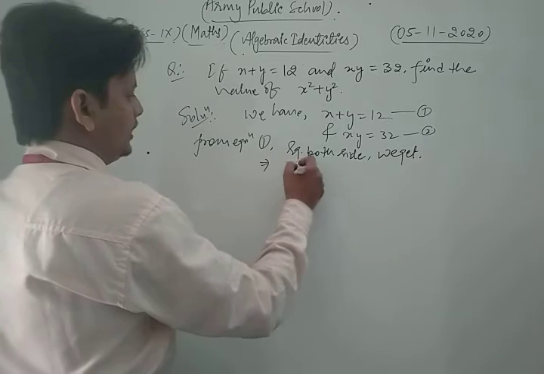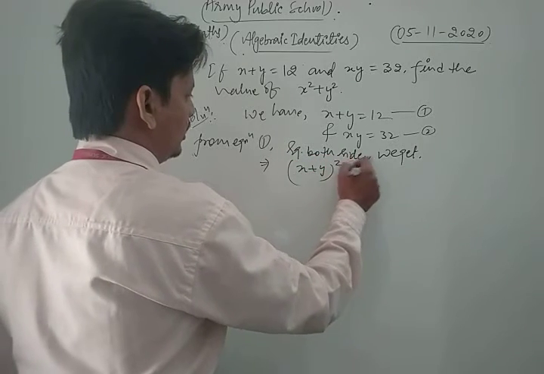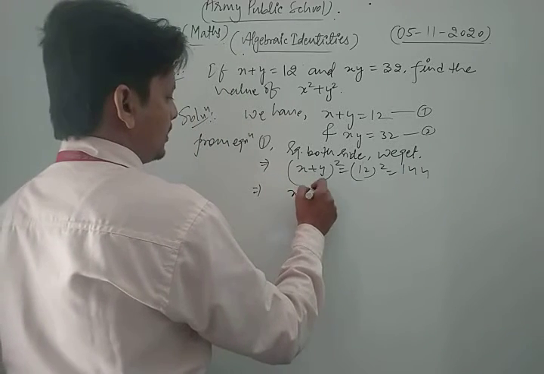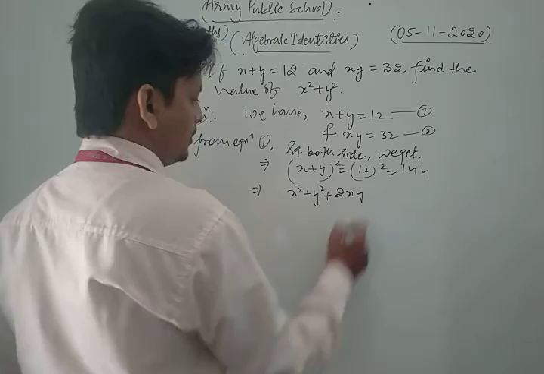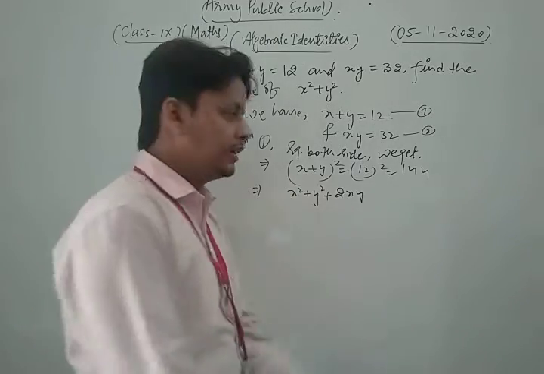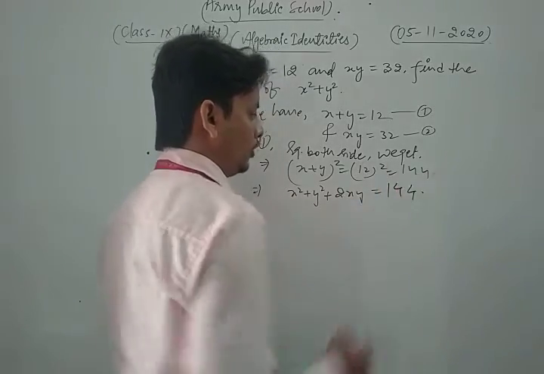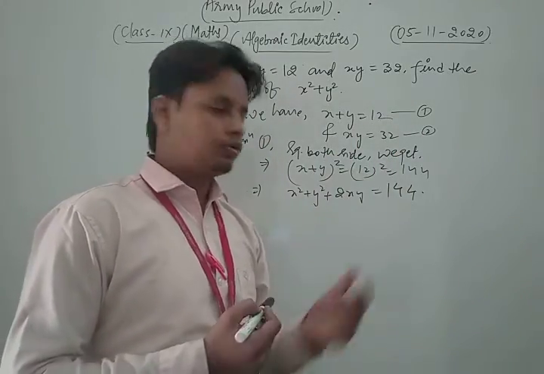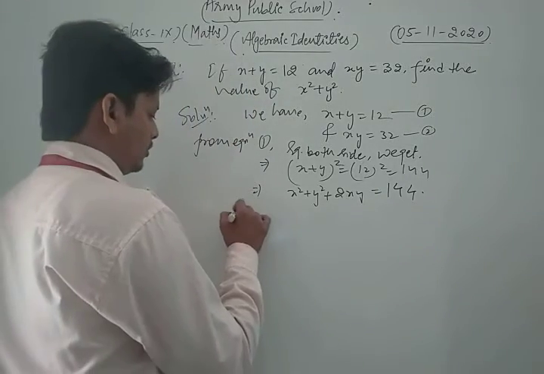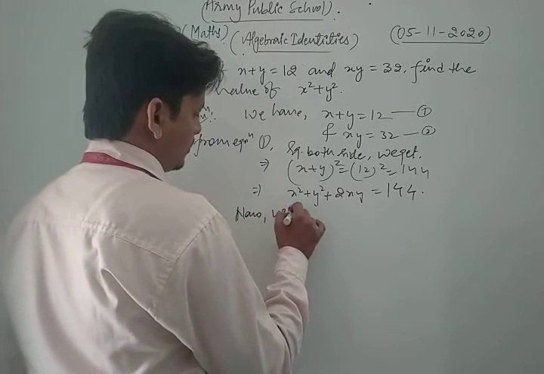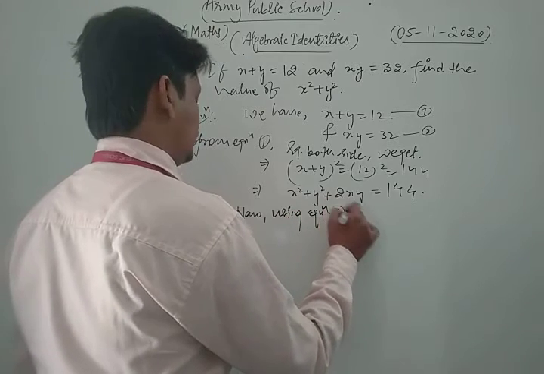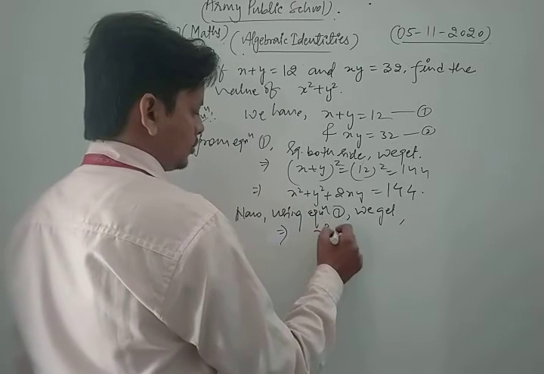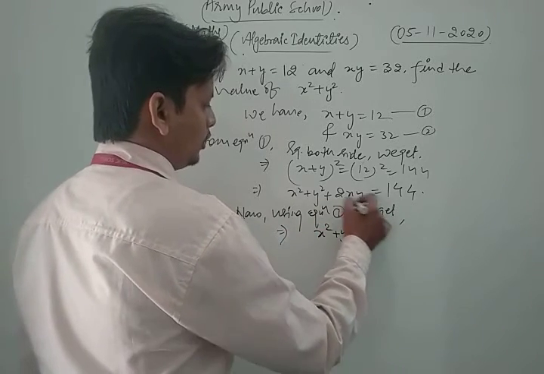We write it this way: x plus y whole square is equal to 12 square, that is 144, and now it is a square plus b square plus 2ab, where 2ab means 2 into x into y, is equal to 144. Now using equation 2, because the value of x into y is 32, here we put that value. Now we get x square plus y square plus 2 into the value of xy.